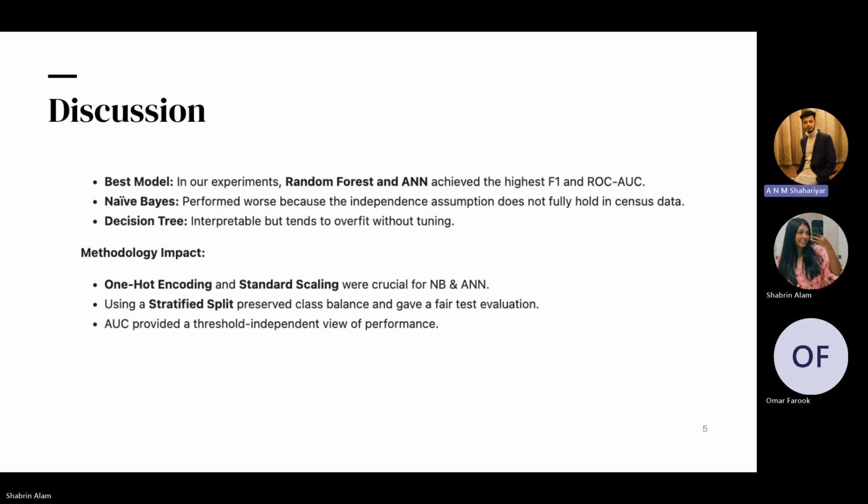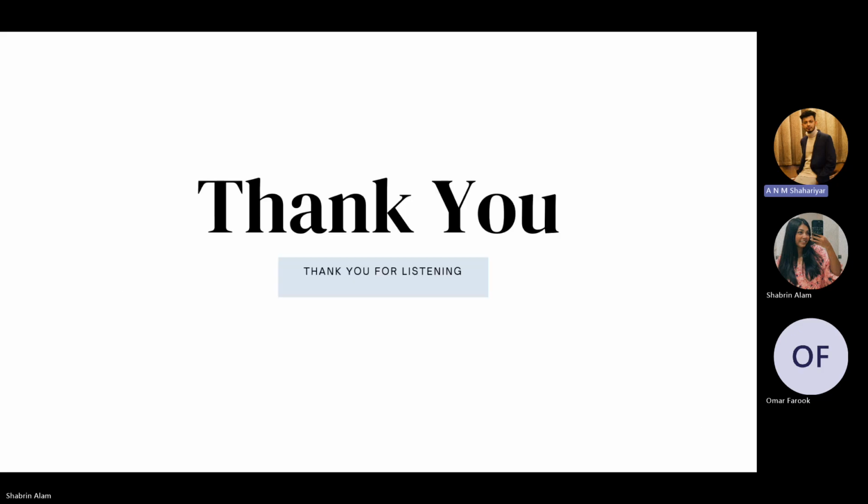To conclude, random forest was the strongest model overall, with ANN close behind. Decision tree is interpretable but less accurate, and naive Bayes was quick but gave poor accuracy. So that's from our part. Thank you, everyone. Thank you for listening. We are happy to take any questions.